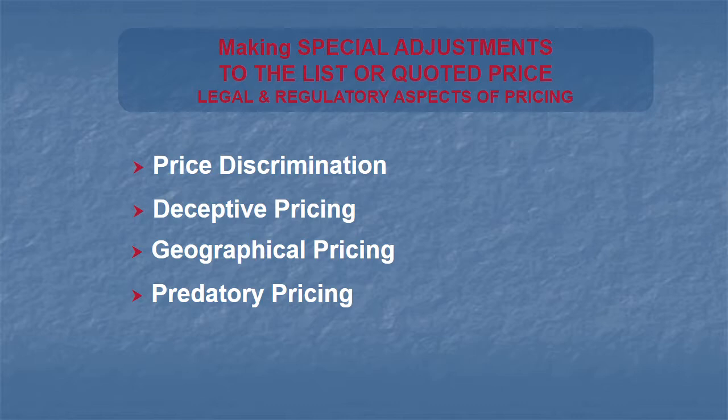There is this notion of deceptive pricing, where my price is in fact deceptive. There could be geographical pricing, where my pricing changes depending on what part of the world or the country I'm selling the product. And there is this notion of predatory pricing, where I try to charge prices that are so low that it runs the competition out of business.